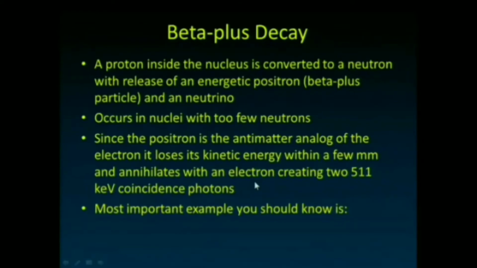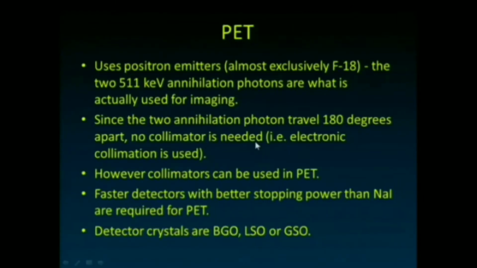Notice we don't call these gamma rays, right? Because they weren't produced in the nucleus of this atom. They were produced as a result of the positron that was produced in the nucleus of the atom. So 511 keV photons are produced here. The most important example we should know about this by far is F-18, right? These are the positron emitters that we're going to use in our PET imaging. Okay, so in PET imaging, we're not imaging the positron, we're imaging the annihilation photons that are created as a result of the positron.